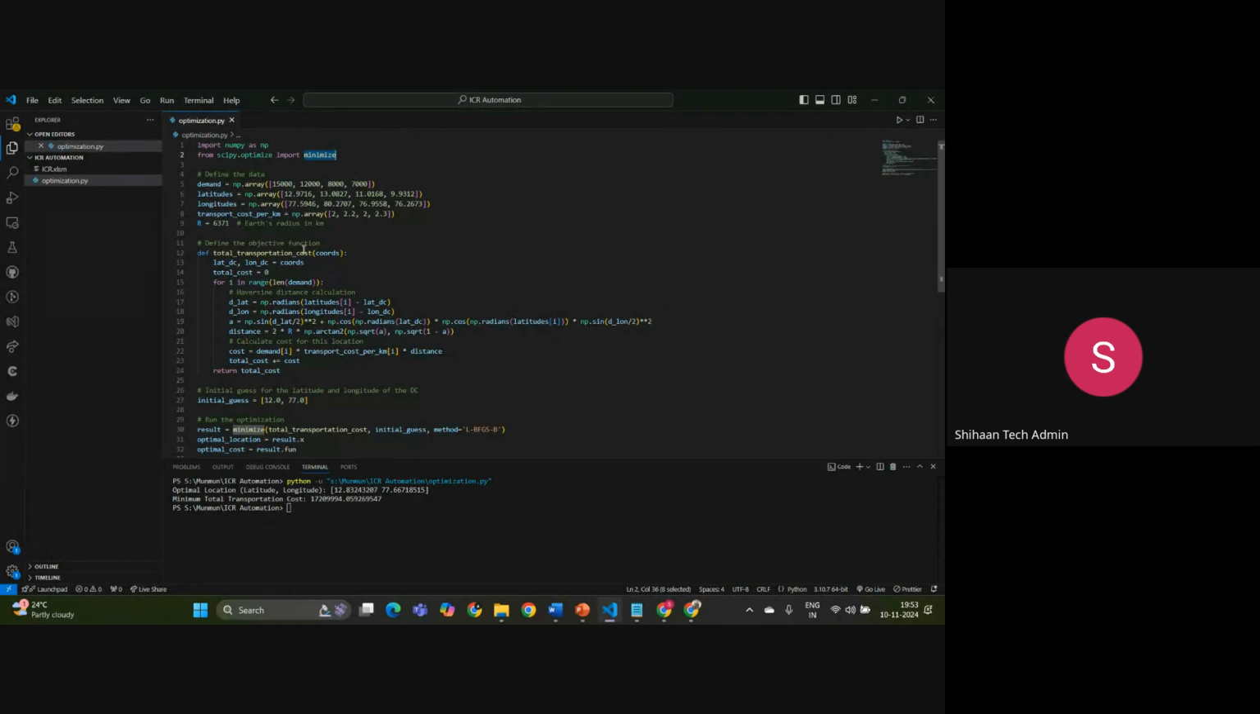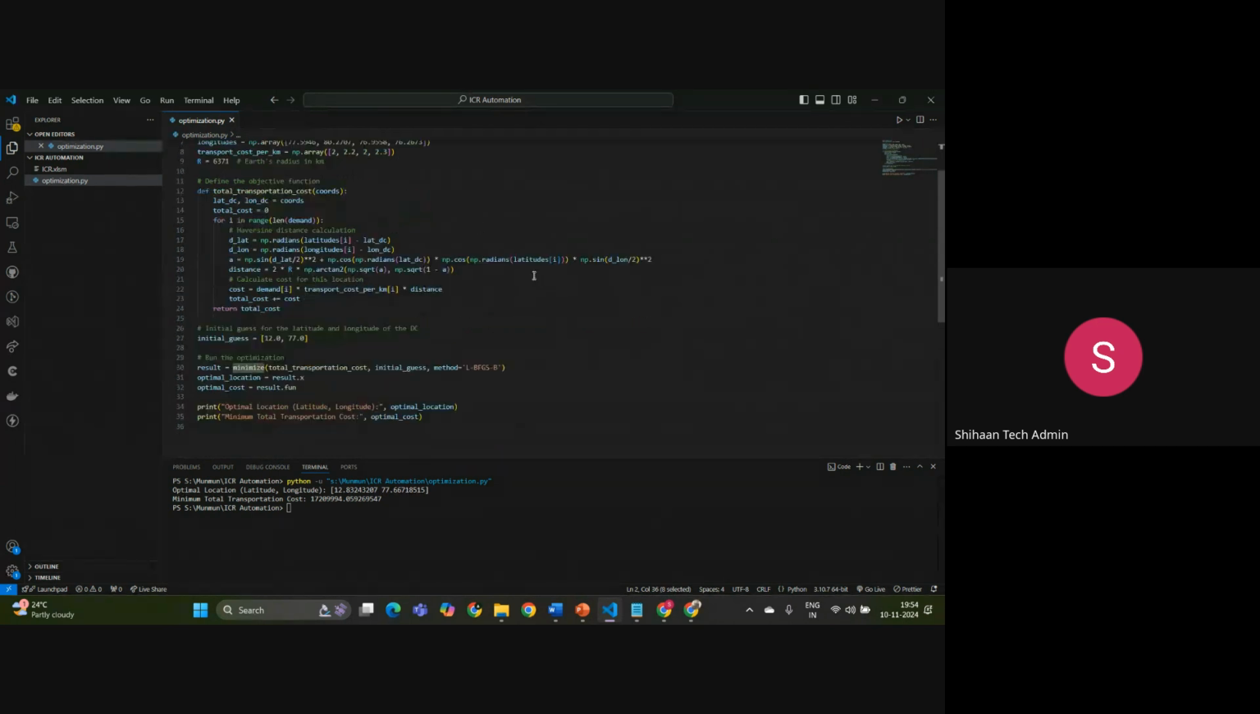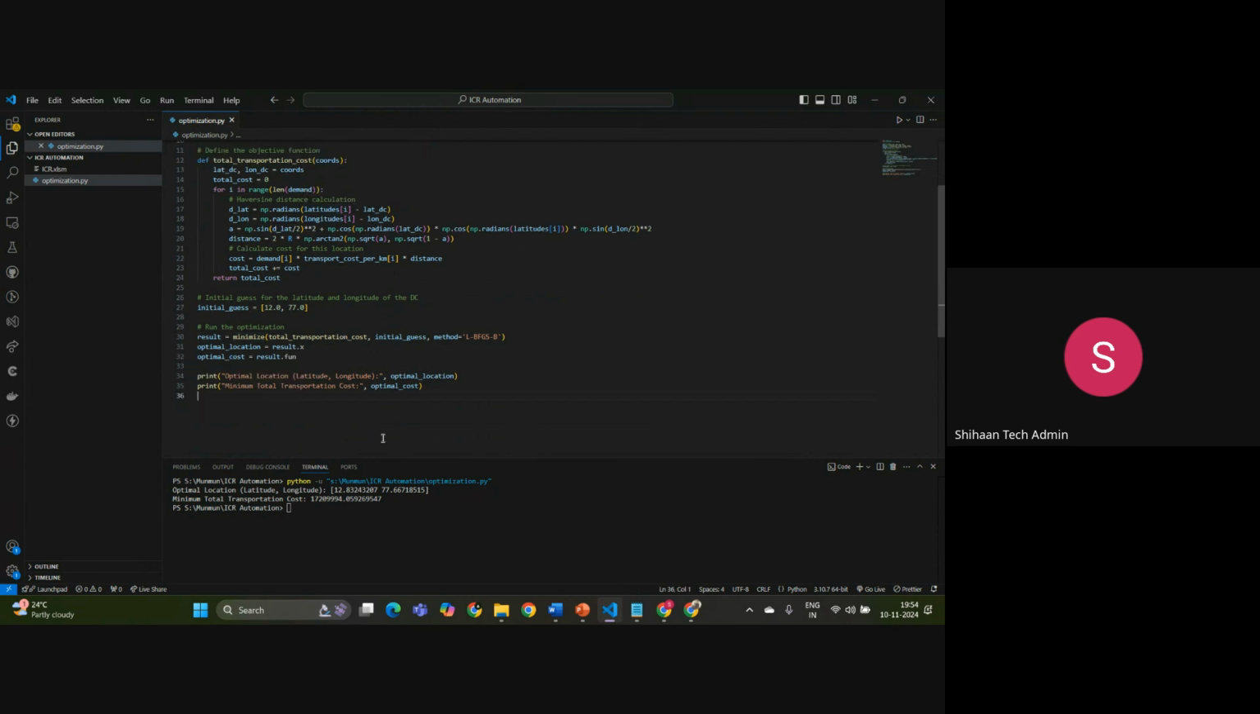I have fed in some data. If you want this program, I can give it to you. You are just running this model and calculating your transportation cost. While feeding all this data, the latitude and longitude data, the demand data, and even the transportation cost per kilometer to the model, we get this result, and I can run this also.